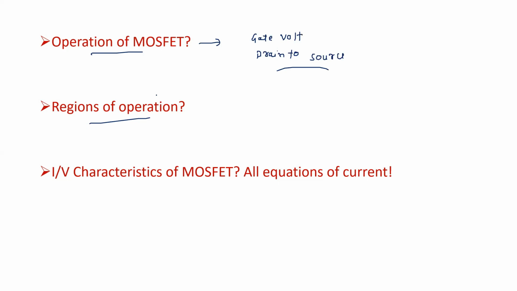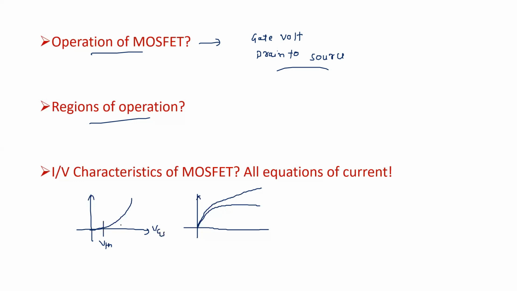And IV characteristics of MOSFET. All the equations of current we all know. IV characteristics are the same as when we draw the plot between VGS and ID. So it is like this. And when we draw ID versus VDS, it is like this. Or practically it is like this. So you know this is the VTH. This is VGS. So this is the VTH.